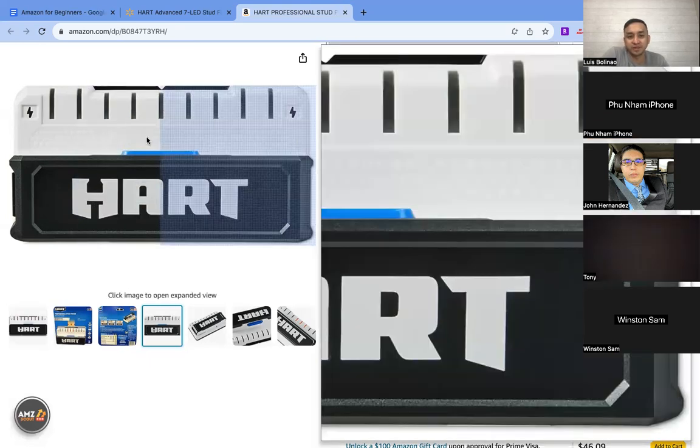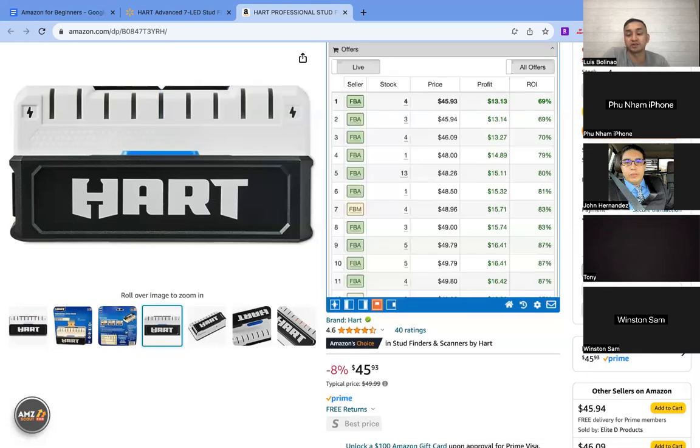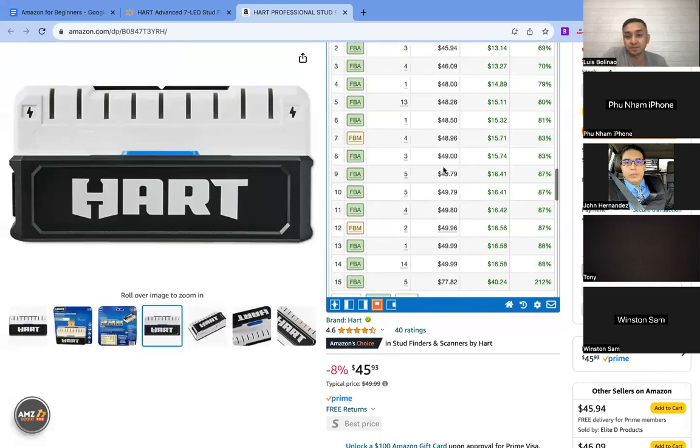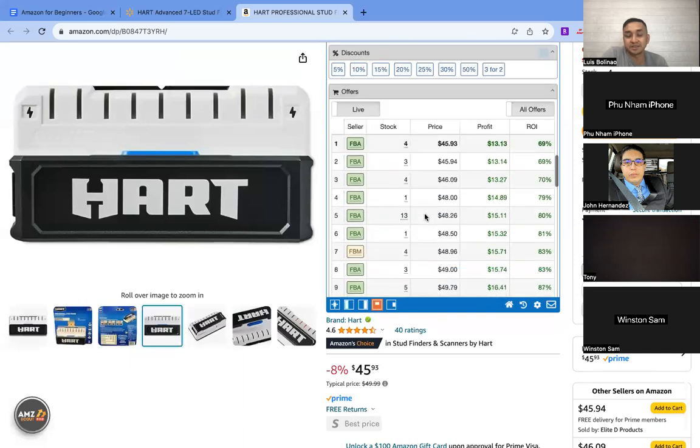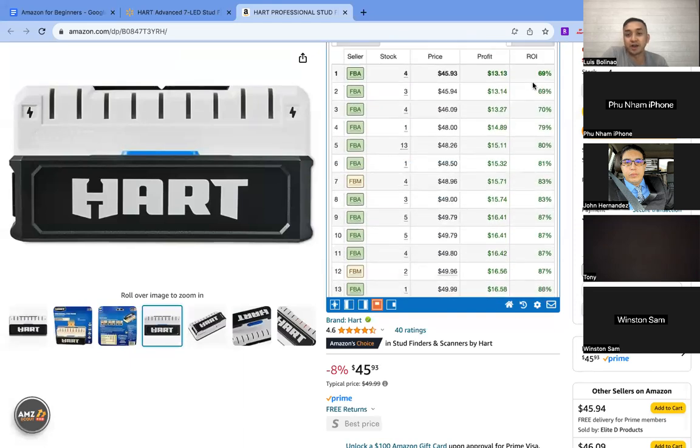So there's a lot of variables to this. It's really going to be up to you and your situation, how much money you have, how much risk you're willing to take, how much time you're willing to wait to make your money back, right? But as for me, this is okay. I think it's a decent product, especially with ROI.